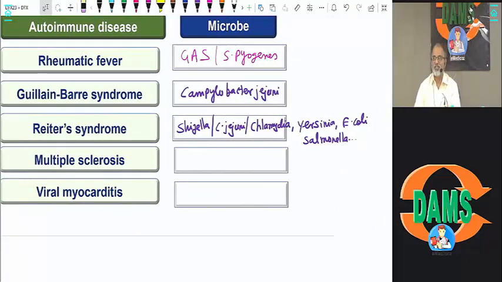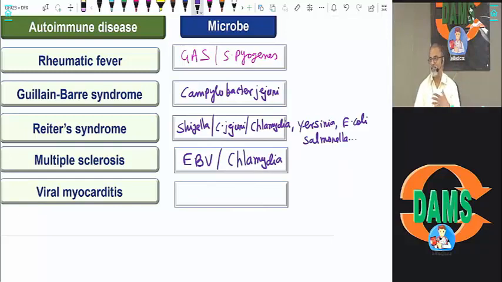Multiple sclerosis is associated with which organism? Two are there. One is chlamydia, another one is Epstein-Barr virus, EBV. Epstein-Barr virus or chlamydia.